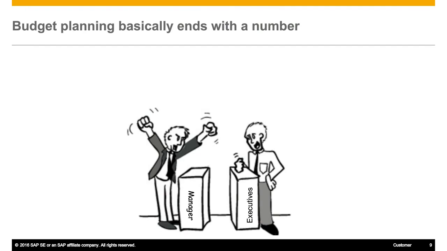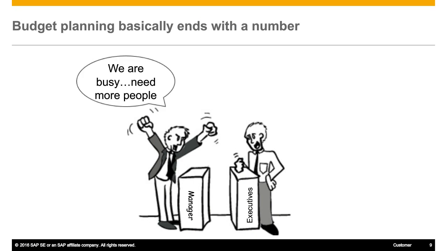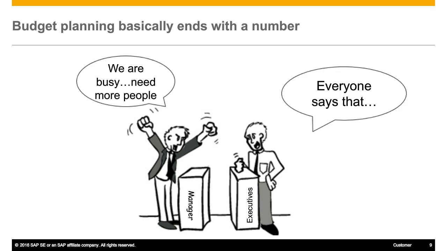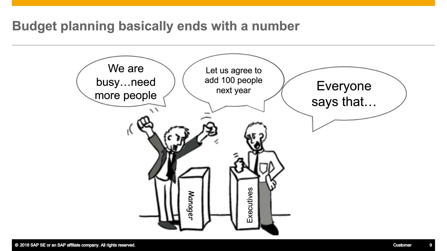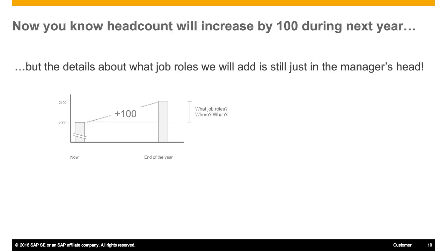Let's start with a common scenario depicted here where the manager says, we need more people, and you have an executive that says, well, everyone says that. And then after a bit of negotiating, both parties agree to increase headcount by a certain number of employees, let's say 100. So everyone agrees that we're increasing headcount by 100 people. That's a good starting point.